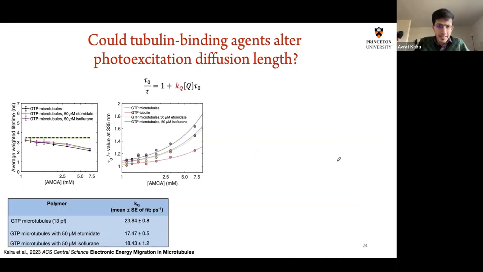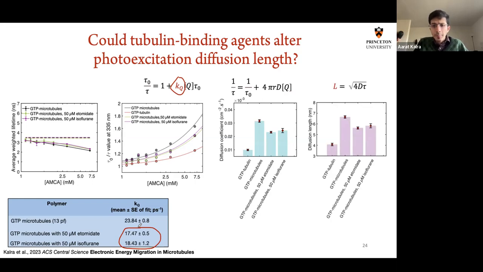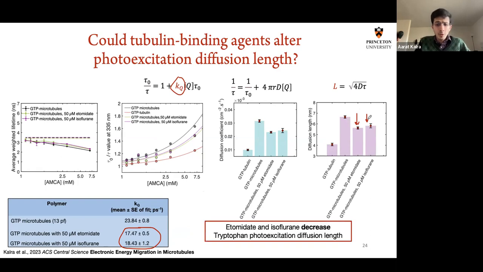When I perform the Stern-Volmer analysis for etomidate and isoflurane and get the quenching rate constants, I see significant differences between microtubules with anesthetics added and without. The rate of quenching seems to reduce when anesthetics are present in a microtubule, and so do the diffusion coefficient and the diffusion length. This is an exciting result because it indicates that anesthetics, at least etomidate and isoflurane, reduce exciton energy transfer in a microtubule. So etomidate and isoflurane decrease photoexcitation migration in a microtubule.